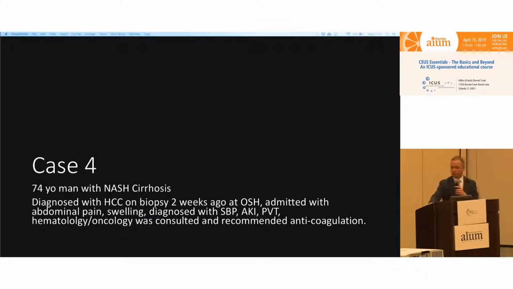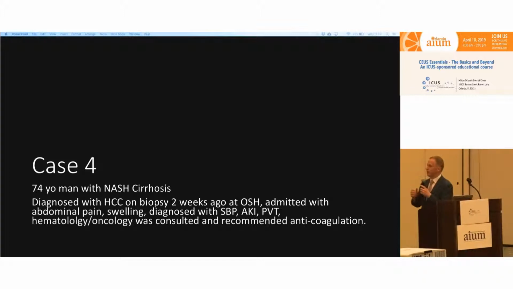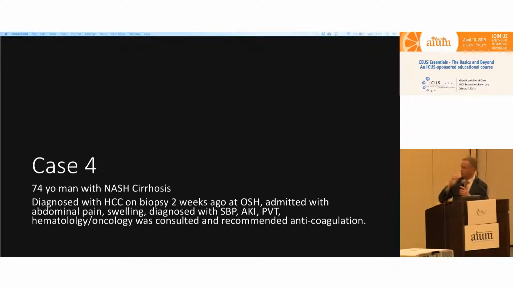All right, case number 4. 74-year-old man with NASH cirrhosis, diagnosed with HCC on biopsy 2 weeks ago at South Hospital, admitted with abdominal pain, swelling, SBP, and so on.